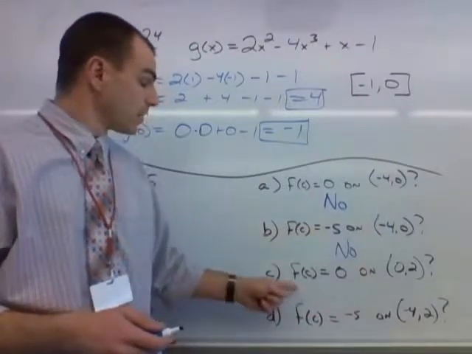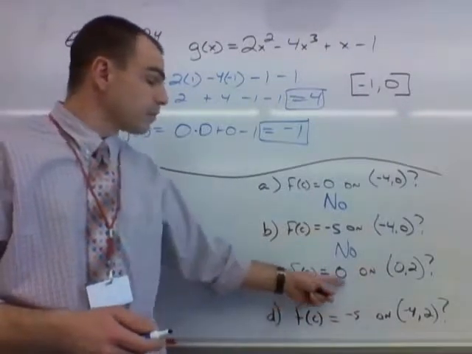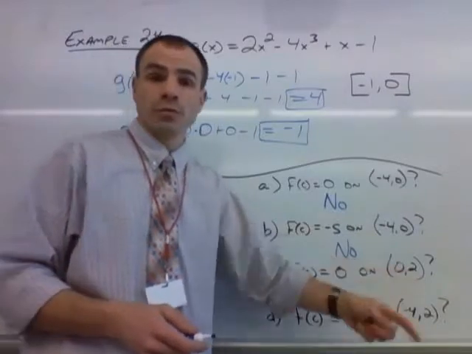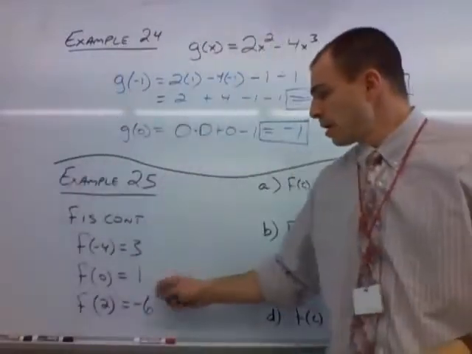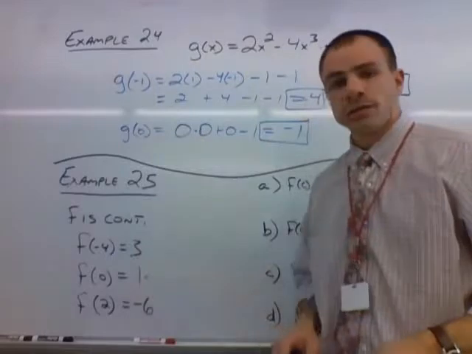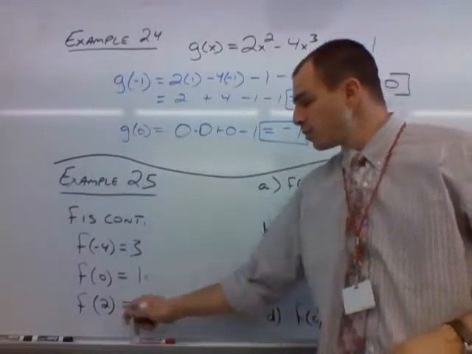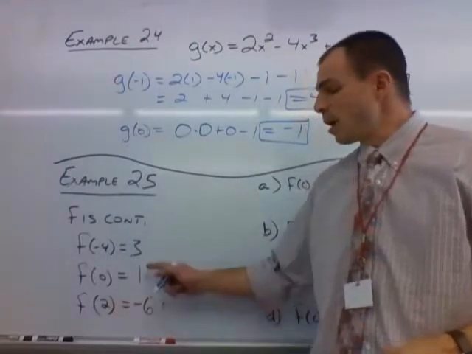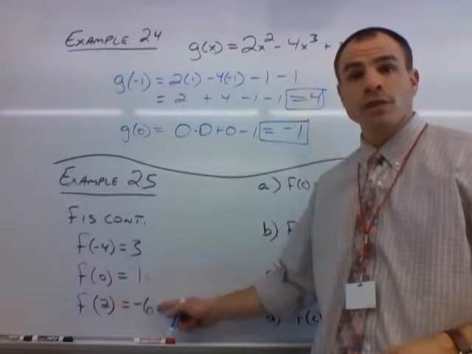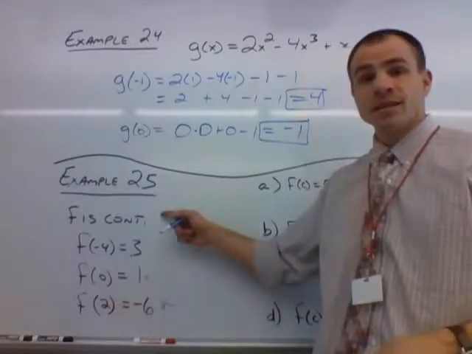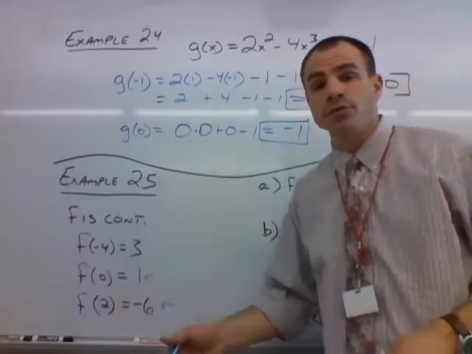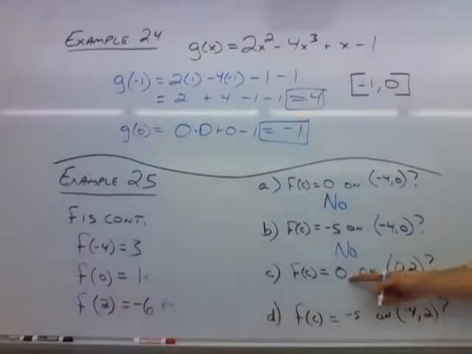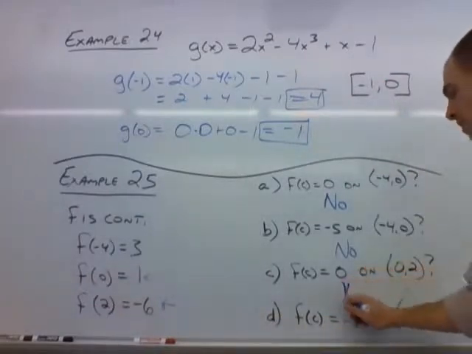Okay. Look at C. Does f of c equal 0 on the interval from 0 to 2? At x equals 0, our function is 1. At x equals 2, our function is -6. Our function was positive. It became negative. It's continuous, so it has to hit all the values in between. 0 is a value in between, so this will be yes.